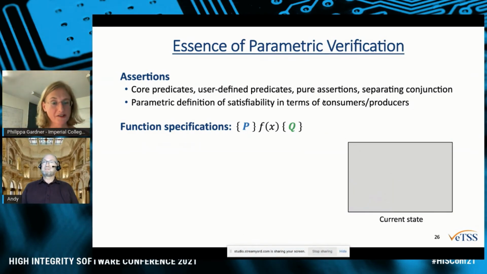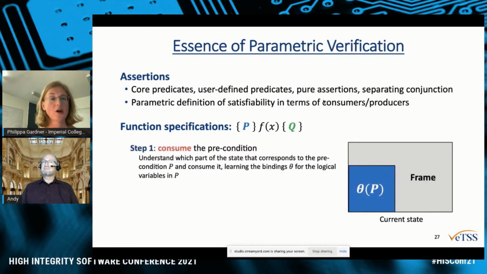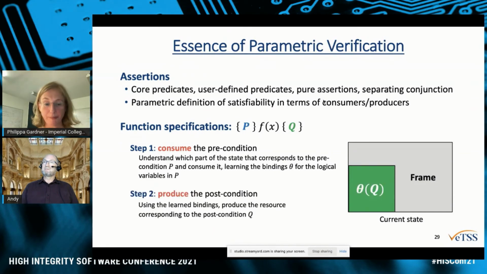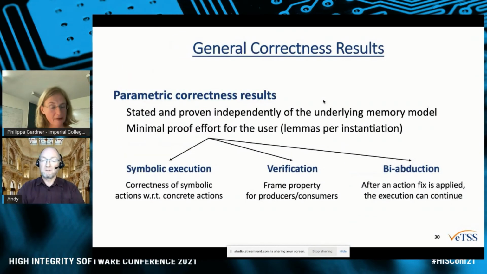So we're on function specifications, and in particular, we're matching the precondition to the current state. We do it by consuming the precondition, taking it off, and then producing the postcondition using the bindings that we've got from the parametric unification algorithm. And we have parametric correctness results that require minimal proof effort for the user, actually, if you wish. I wish, because I'm a formalist, but others might not wish, they just might want to get on with things. But in particular, those are given by lemmas per instantiation.